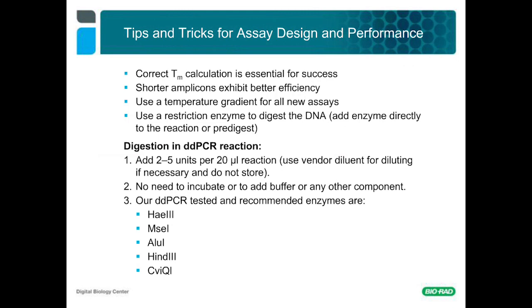You can get optimal results by adding as little as 2 to 5 units of enzyme per 20 microliter reaction, with no incubation time necessary. See the product insert for the Supermix for these instructions. We have validated this in-mix digestion with the following 5 restriction enzymes. I have pulled out 3 examples to demonstrate the usefulness of this step.